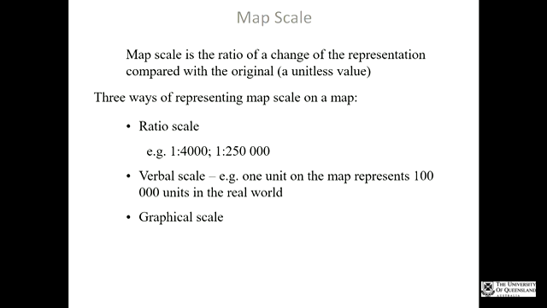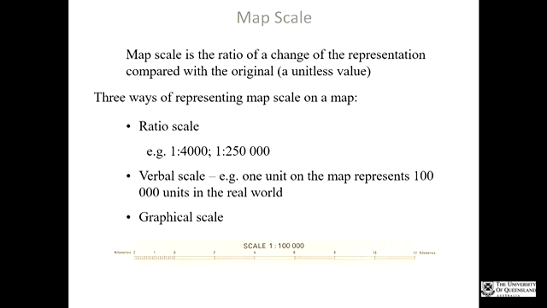One other way is a verbal scale, and you hardly ever see this, but you can just write, one unit on the map represents 100,000 units in the real world. It basically says the same information, but as a verbal scale. I've hardly ever seen that, but it is possible. The other way is a graphical scale. You might have scale bars that actually show how big 100 kilometers is, for instance, on the map. An example might be this scale bar, which says on the map that the distance from there to there is 12 kilometers.